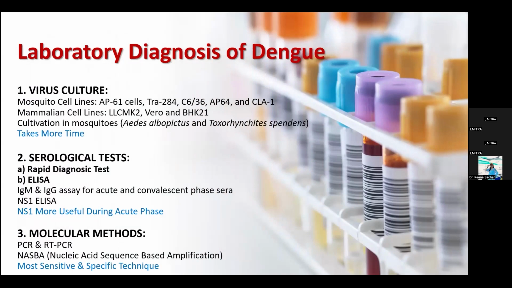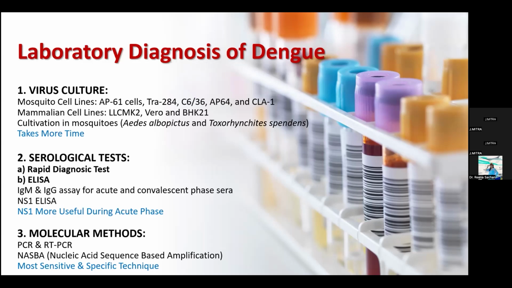These viruses can also be cultivated in mosquitoes like Aedes albopictus. But this virus culture is a sophisticated technique, and it requires a very expert hand, and it takes more time. Other tests that we know are the serological tests that we usually do at our center, and these include both rapid diagnostic tests and enzyme-linked immunosorbent assays.